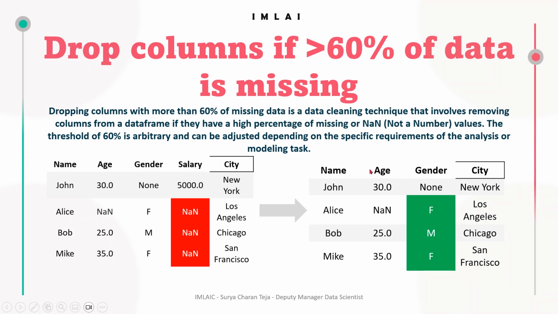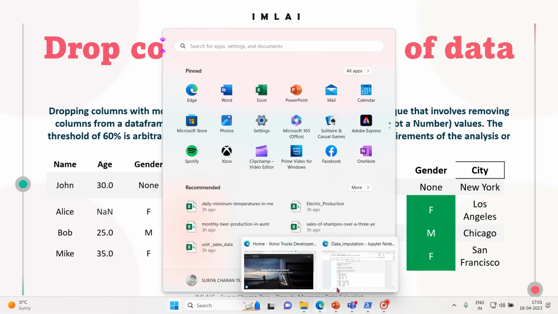Remaining, of course, we have a NaN in age, we have a NaN in gender, but we are not much worried. We will do some imputation technique to replace them. But when it comes to the salary column, because 60% of data is missing, that's why I removed that column. So now you have only 4 columns. The salary column has been completely removed. Now let's take one example to have a better understanding.